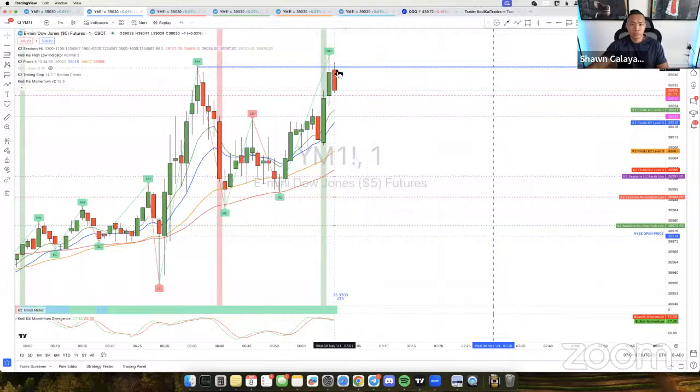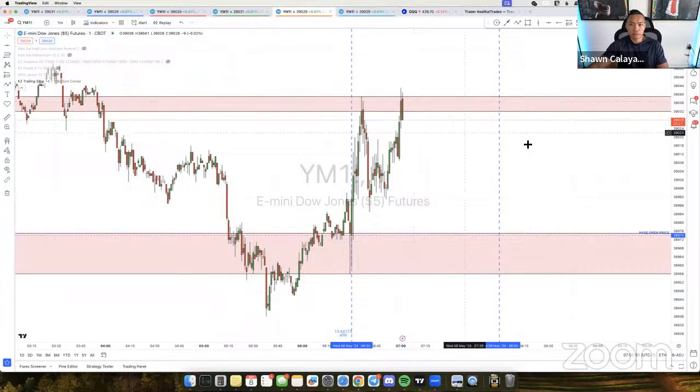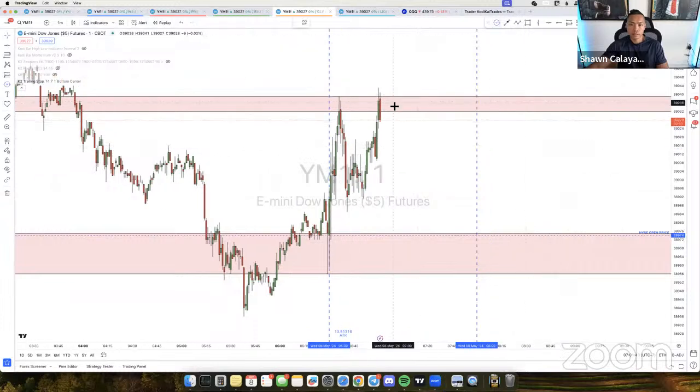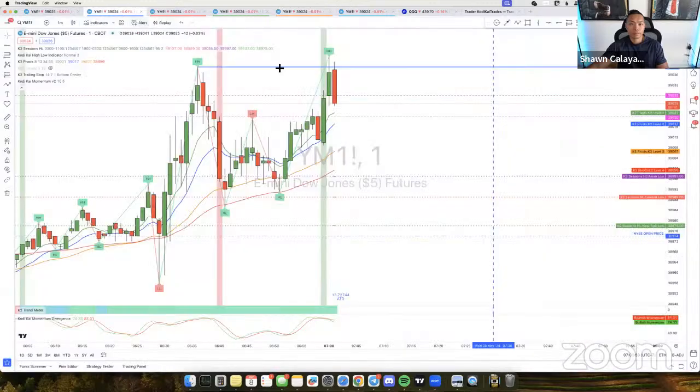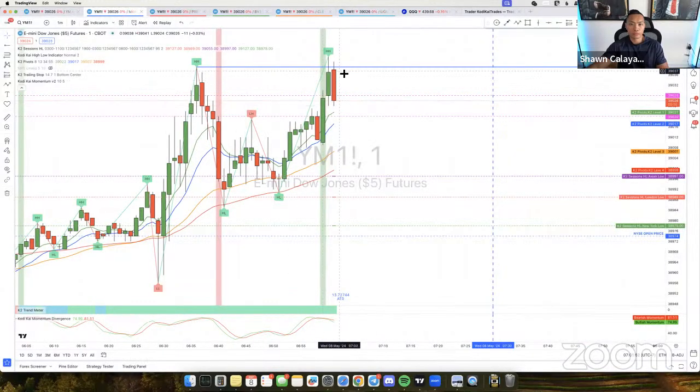So price didn't actually break and close past it. It's currently at the upper level of resistance right here. This could easily be a fake out. So there's like a double top right here off this resistance level. Looks like price is pulling back down.